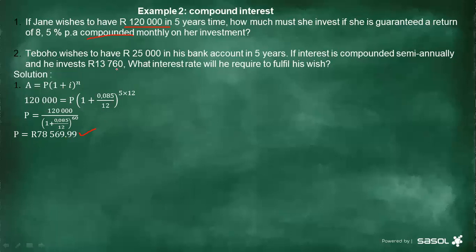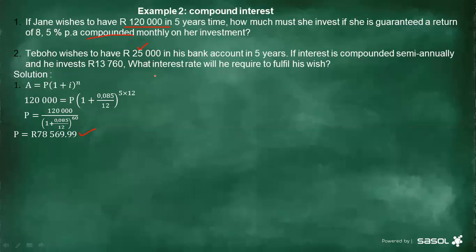Now, Debo wishes to have 25,000 in his bank account in 5 years. If the interest is compounded semi-annually and he's investing 13,760, what interest rate is required to fulfill his wishes? In this case, you can see it's very clear that now we are looking for I, the interest rate. We have A, which is 25,000, because this person wishes to have this 25,000.